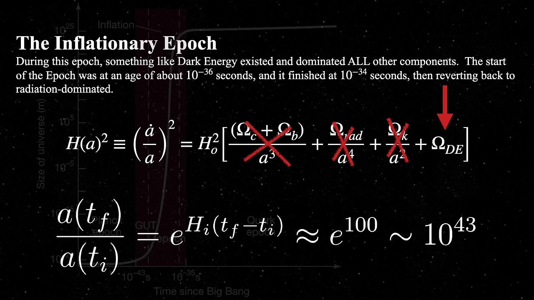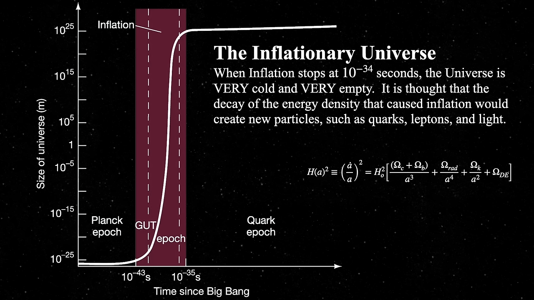Remember, we're no longer dealing with quantum gravity anymore. We're just dealing with space-time, and space-time can still expand at that pace. And now it's doing its own thing based upon the energy density of the cosmos, which is some crazy energy that's pushing it apart, some inflationary epoch. So when the inflation stops at 10 to the minus 34th seconds, the universe is really cold and really empty. And that's caused by the decay of energy density called the inflationary epoch. And that creates new particles such as quarks and leptons and light. So that's what's created at the end. So it just really empties the heck out of everything.